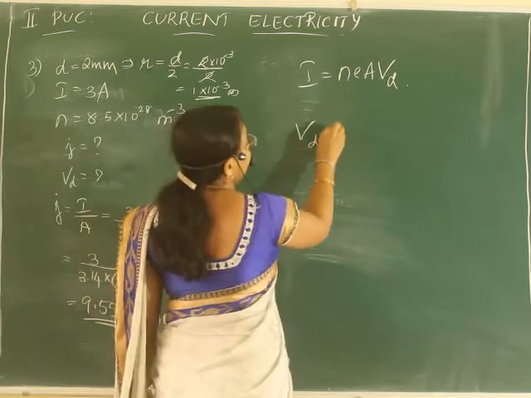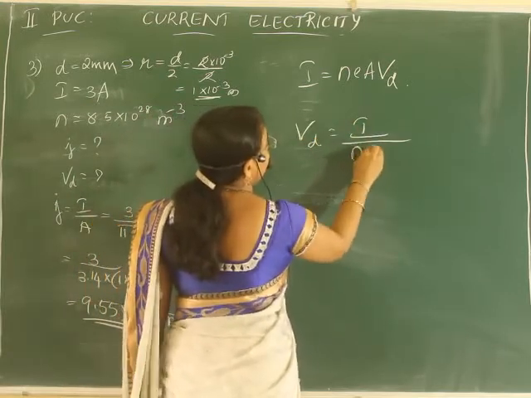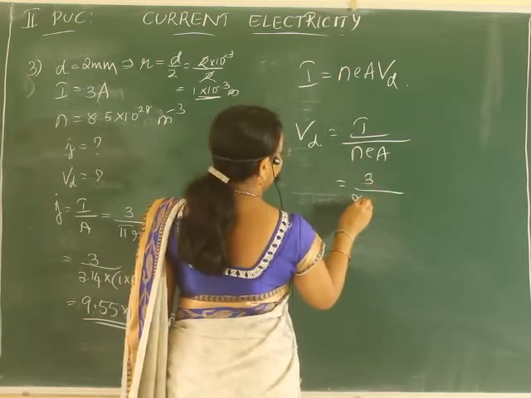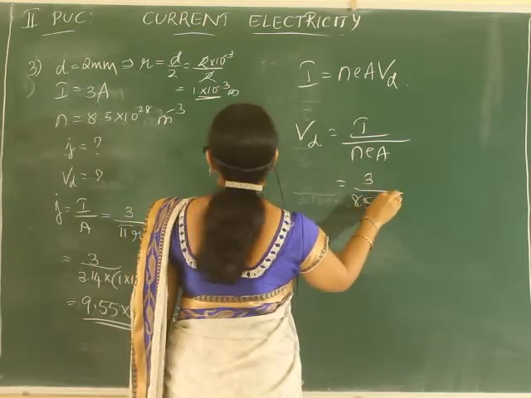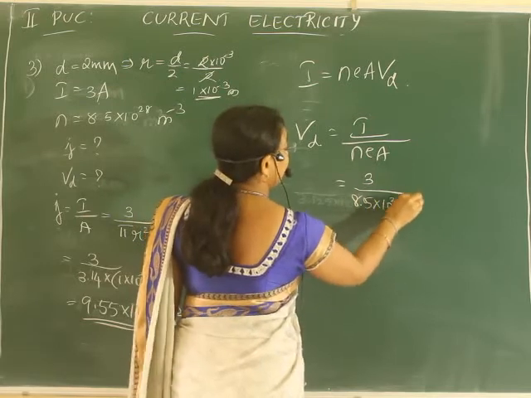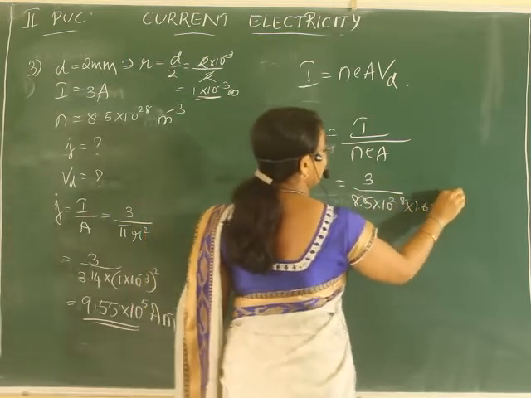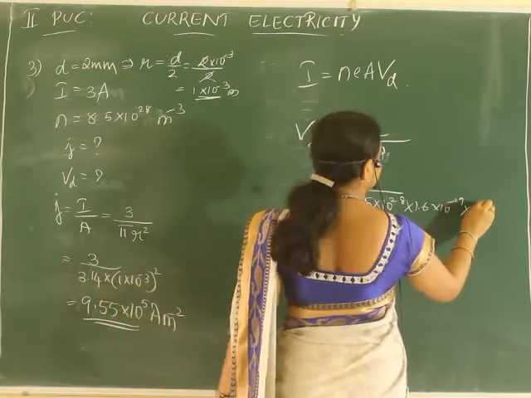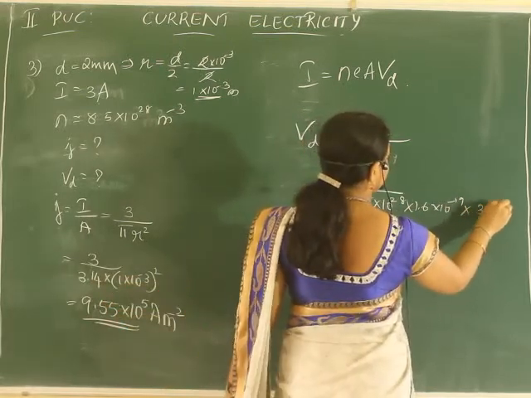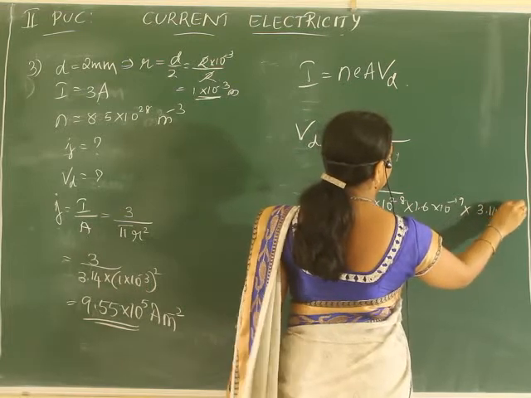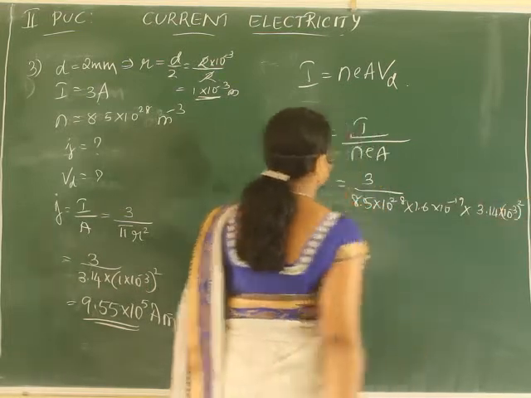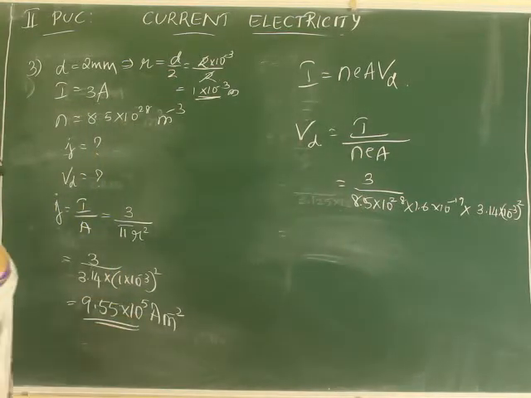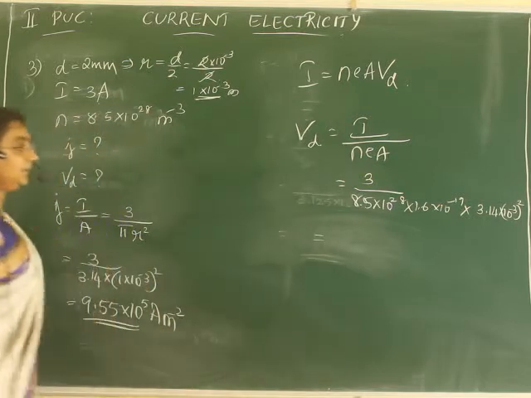Vd is equal to I by NEA. N is 8.5 into 10 to the power 28, e is 1.6 into 10 to the power minus 19, area is 1 into 10 to the power minus 3. Correct? What is the answer you are getting? Can you help me?